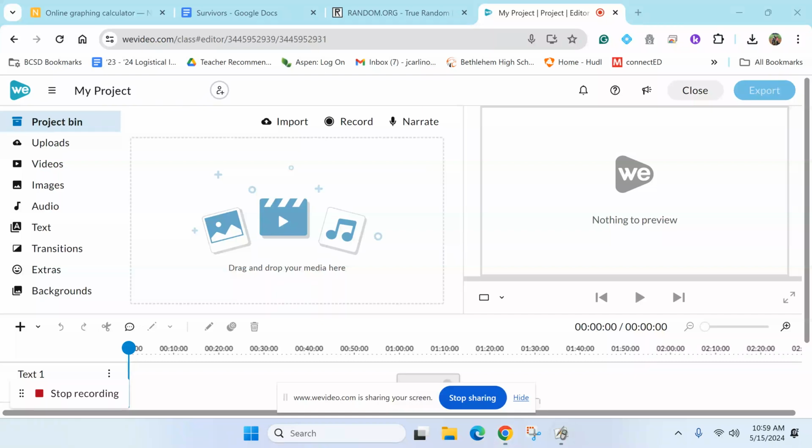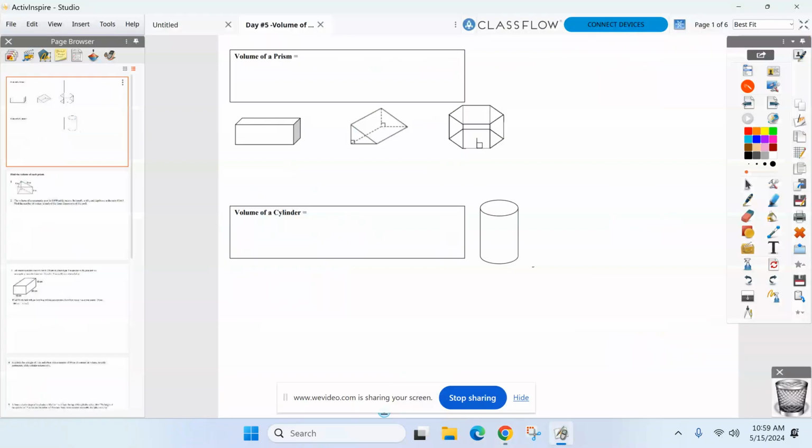Turn to the back of your packet for that reference sheet to find out the good news on your reference sheet. Look at the left-hand side. Everyone see all the polyhedrons we've been talking about? Prisms, cylinders. We're going to introduce the sphere coming up later. Pyramids, cones. You get all the volume formulas.